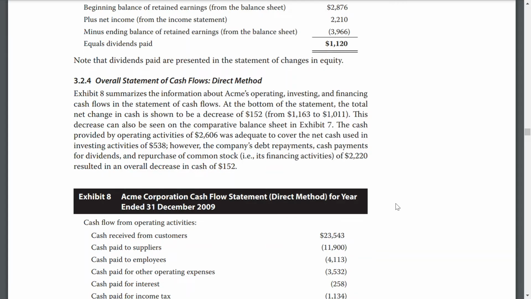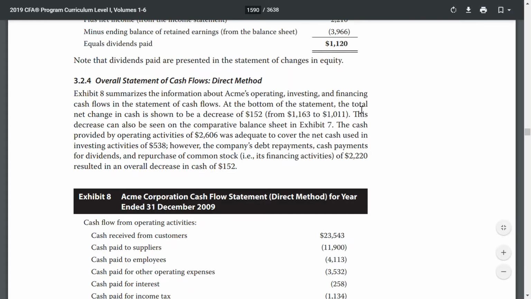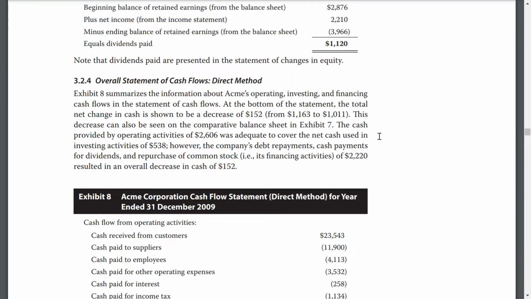Investing and financing cash flows are in the statement of cash flows. At the bottom of the statement, the total net change in cash is shown to be a decrease of 152. This decrease can also be seen in the comparative balance sheet. In Exhibit 7, the cash provided by operating activities of 2,606 was adequate to cover the net cash used in investing activities of 538. However, the company's debt repayments, cash payments for dividends, and repurchase of common stock of 2,220 resulted in an overall decrease in cash of 152.